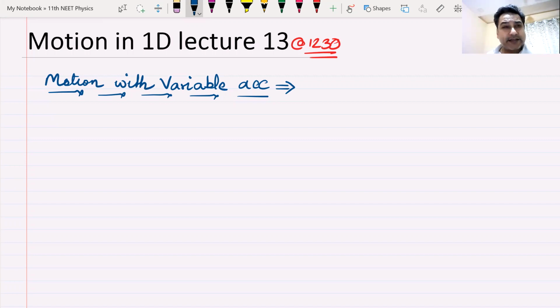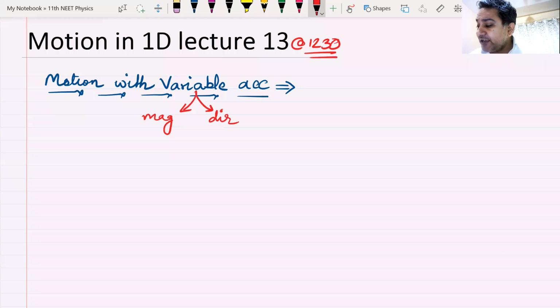Now, what do you mean by variable acceleration? The acceleration will not be constant. Acceleration would be changing. How will acceleration change? Since the acceleration is variable and acceleration is a vector, it can change in magnitude, or it can change in direction, or it can change in both of these.